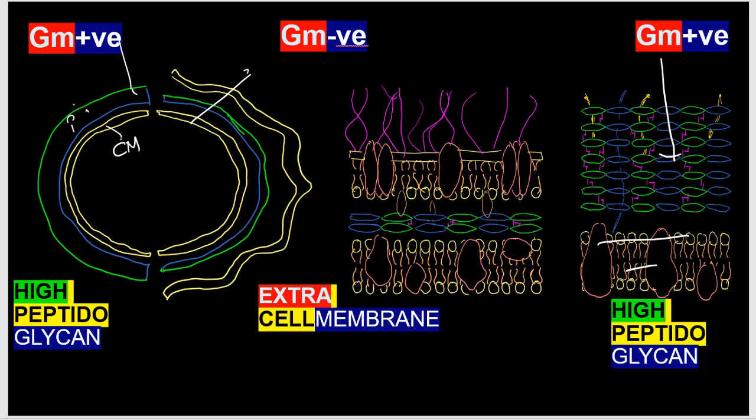While in gram-negative organisms, there is an inner cell membrane, and then an outer membrane. So there is an extra outer cell membrane in gram-negative organisms, and in between there is a space called the periplasmic space, with a small amount of peptidoglycan. So this is the peptidoglycan, this is the inner cell membrane, and this is the outer extra cell membrane in gram-negative bacteria.